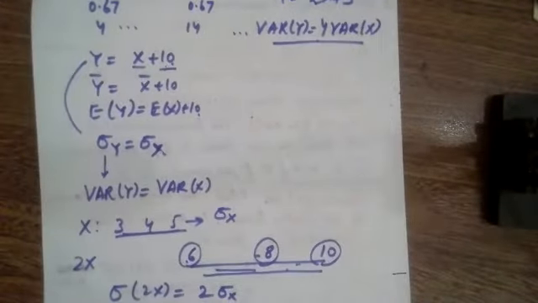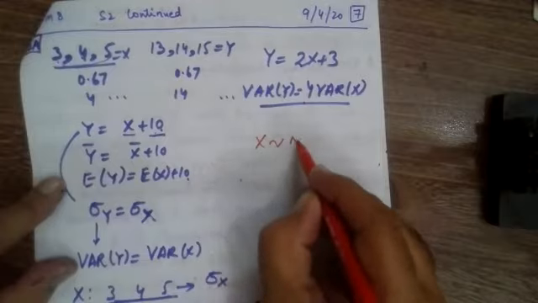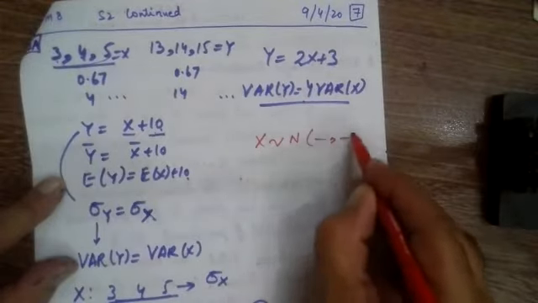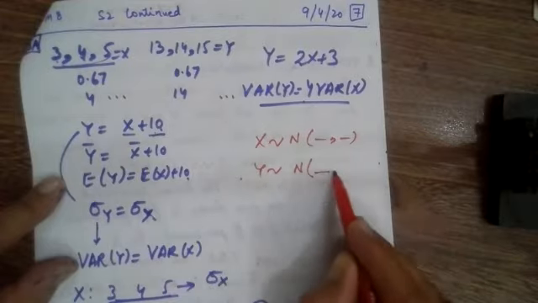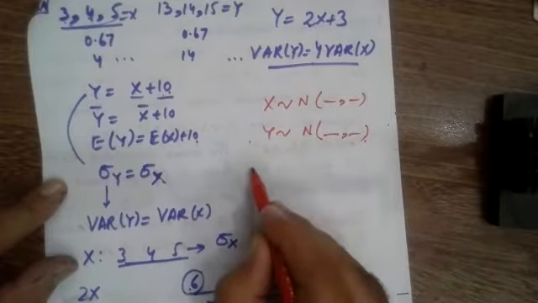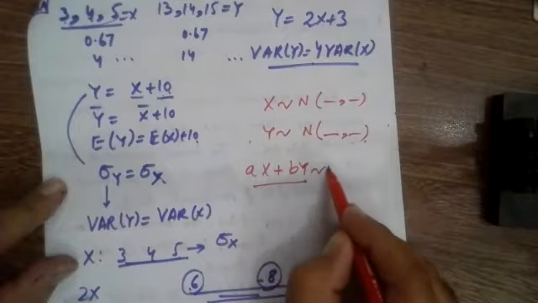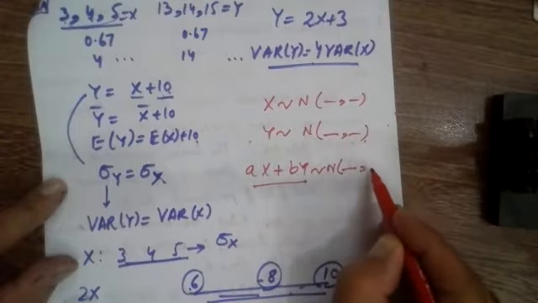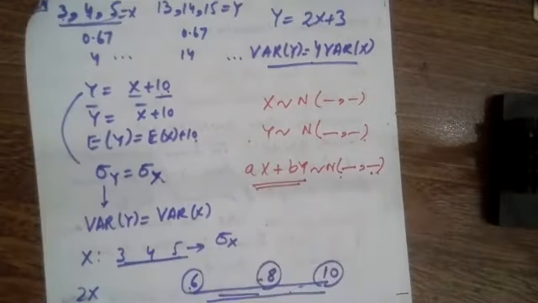Now today's lecture will be connected only to this simple fact: if x is a variable which is normally distributed with some average and some variance, and y is some other variable which is also normally distributed with some average and variance, then a linear combination of x and y, that means some number multiplied to x plus some number multiplied to y, is also normally distributed with some average and variance, and the average and the variance of this can be calculated using our knowledge of combination of variables.